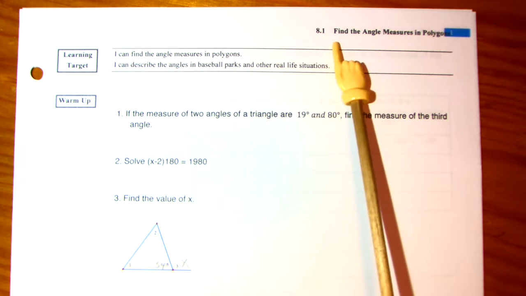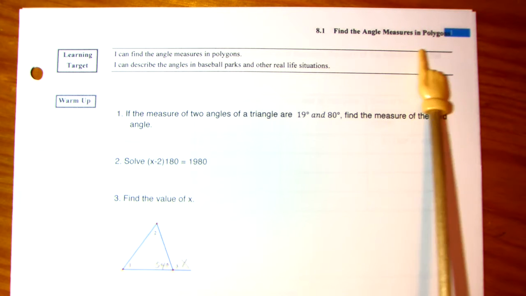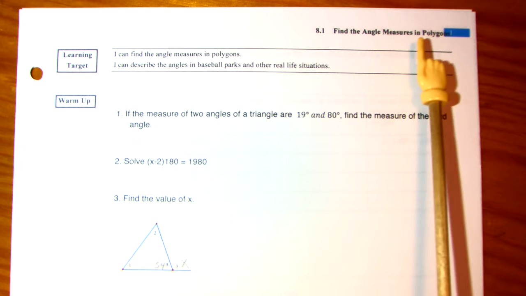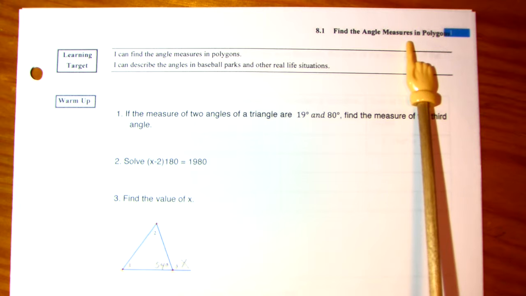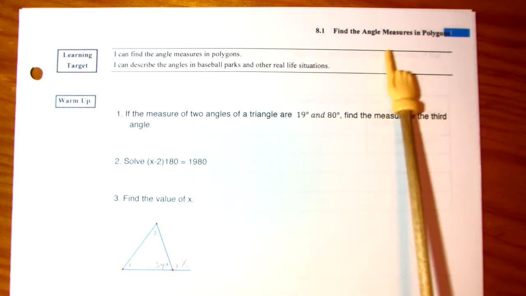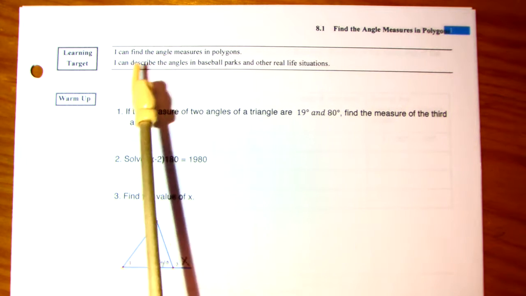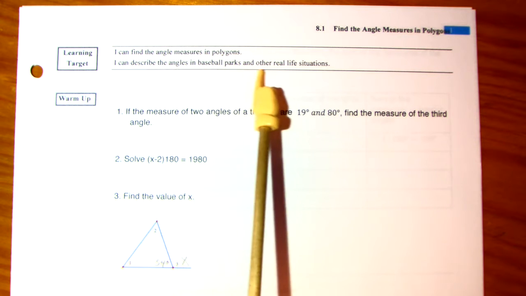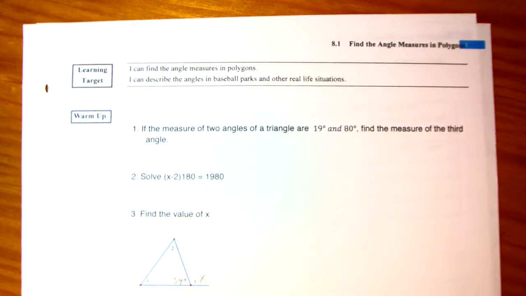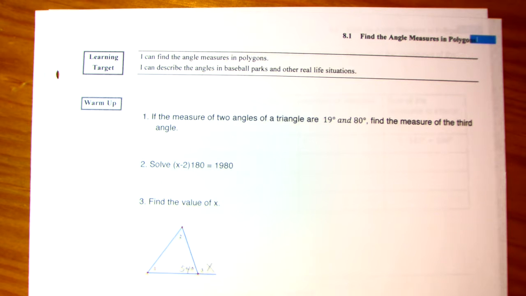In any case, we are going to find angle measures in polygons, okay? We already know the sum of the interior angles of a triangle is equal to 180, and quadrilaterals like a square or a rectangle would be 360. There is a pattern, so we'll be finding that out. So I can find the angle measures in polygons, and I can describe the angles in baseball parks and other real-life situations. All right, so let's grab a pen here.